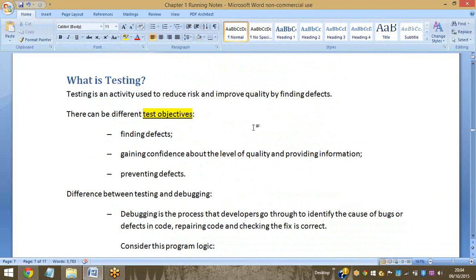Test objective means what are we really looking for? Are we looking to find out if there are more defects? Are we looking to gain confidence? Are we trying to see that of 100 requirements, 75 have been met by the system? That level of confidence. Are we looking at response time? Is this performance testing? So test objectives are very, very important.